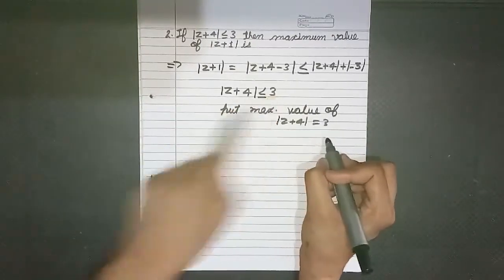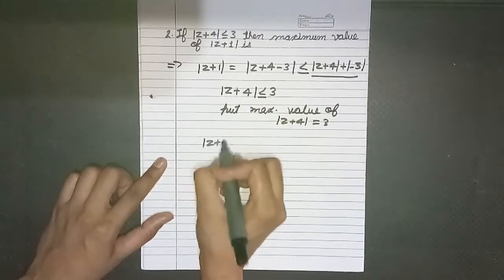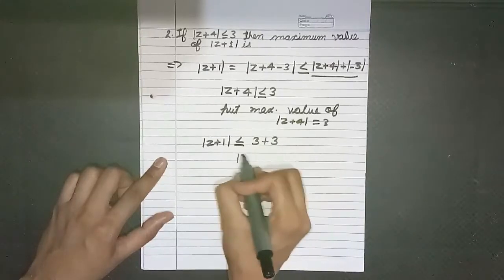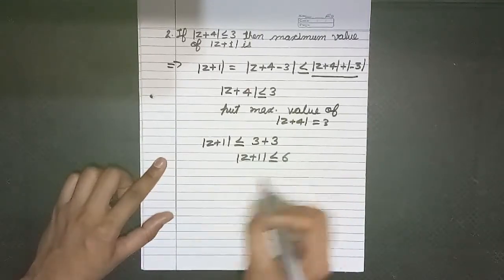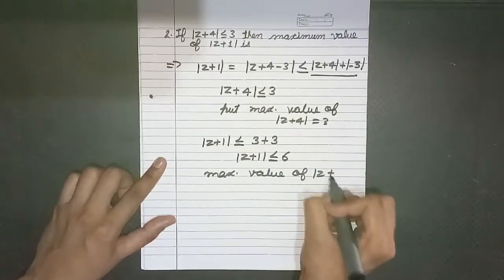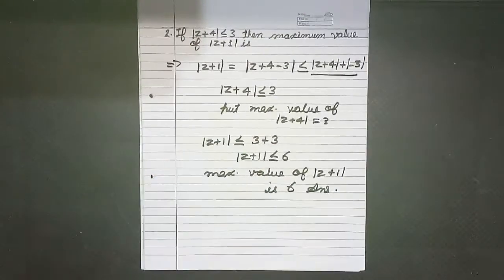So we put this, right? So we get |z + 1| ≤ 3 + 3, right? We have put the value of |z + 4|. So |z + 1| ≤ 6. So the maximum value of |z + 1| is 6. Answer.